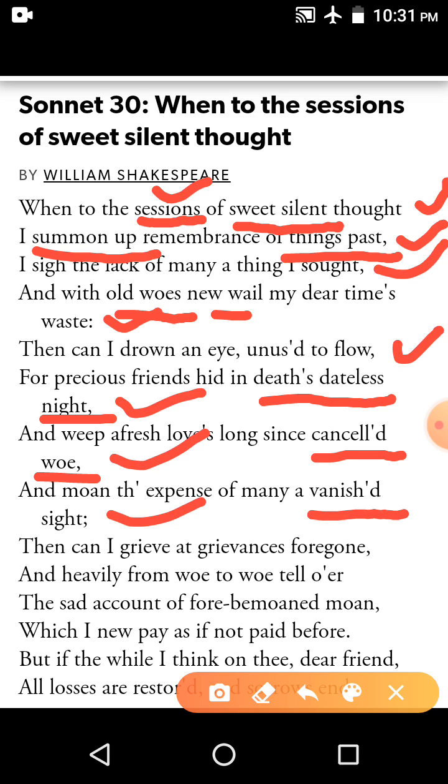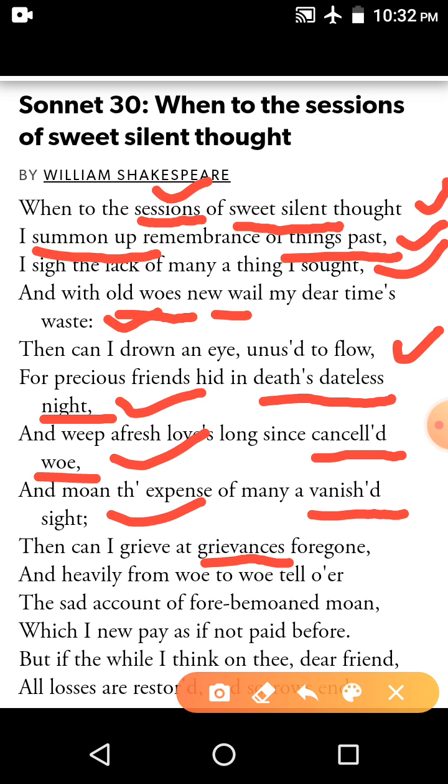Then can I grieve at grievances foregone? Again we have grievances, शिकायतें. Then can I grieve? Then I feel pain, then I feel sorrow, then I feel sad. Then can I grieve at grievances foregone, which are not present now. उन शिकायतों के लिए मैं दुख उठाता हूँ जो अब नहीं है. Foregone, past things, जो बीत चुकी हैं.